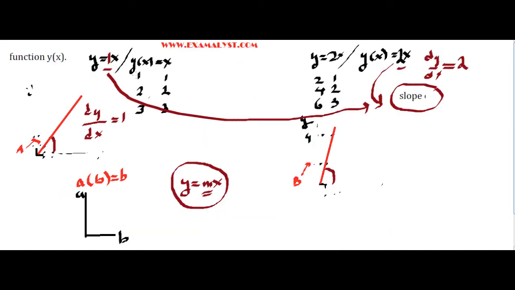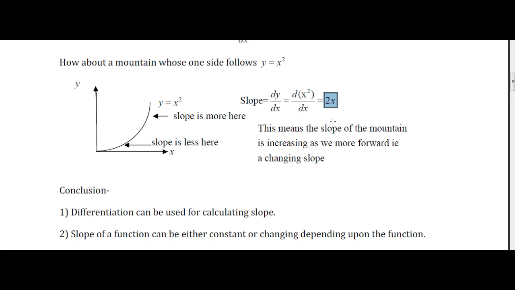Now that might seem confusing, that in the previous definition we said that slope is a number, and now we are saying that slope is not a number but a function of x. So what is the meaning of this? Consider this is one side of a mountain. Consider there is a mountain whose left side is like this.